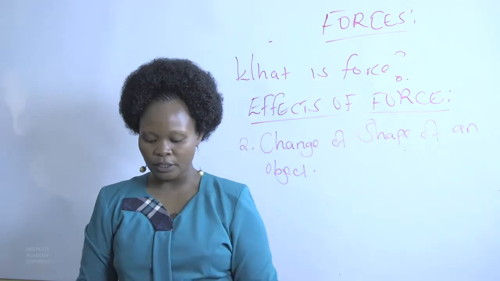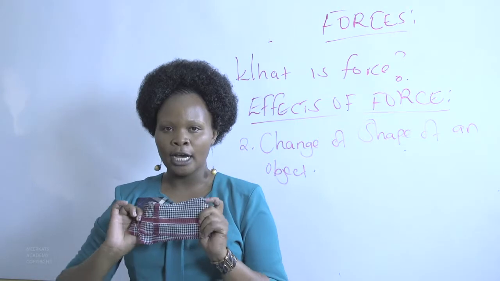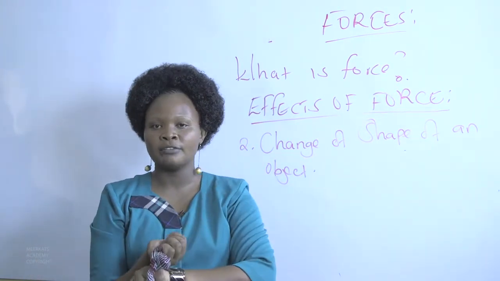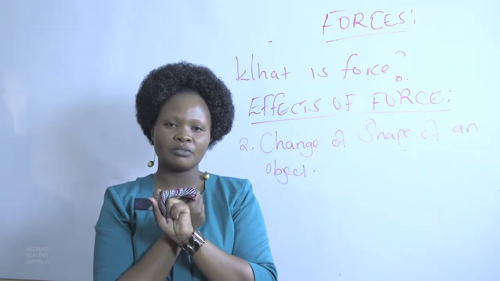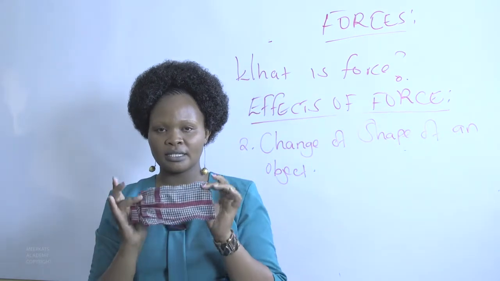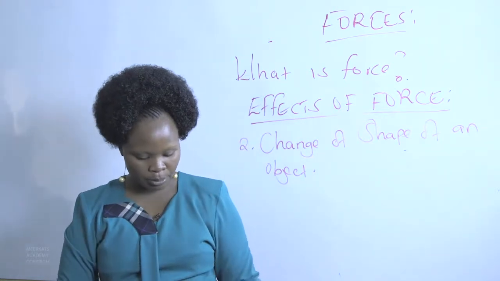Now, look at this piece of cloth that I have here. I can decide to twist it. If I twist it, I'm actually changing the shape of the piece of cloth. But I can decide to release it so that it can regain its original shape.